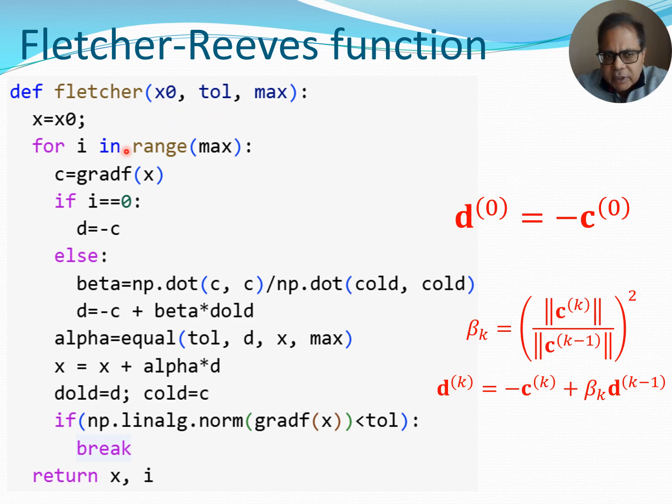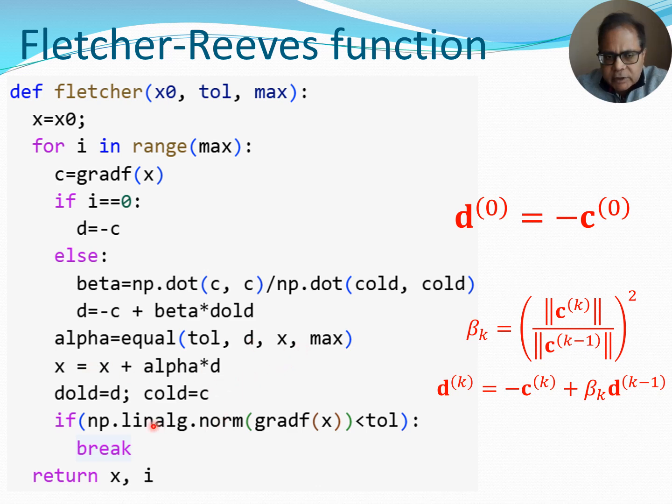And then I once again have the for loop here. The gradient vector is defined. The time when i is 0, I set d as minus c. That is the first round, that is the steepest descent method. But once you have crossed i is 0, I actually use the Fletcher Reeves search direction. So I first calculate beta, which is given here, and then I calculate d, and then I invoke the one-dimensional search using this t_x, and then I update the design here.